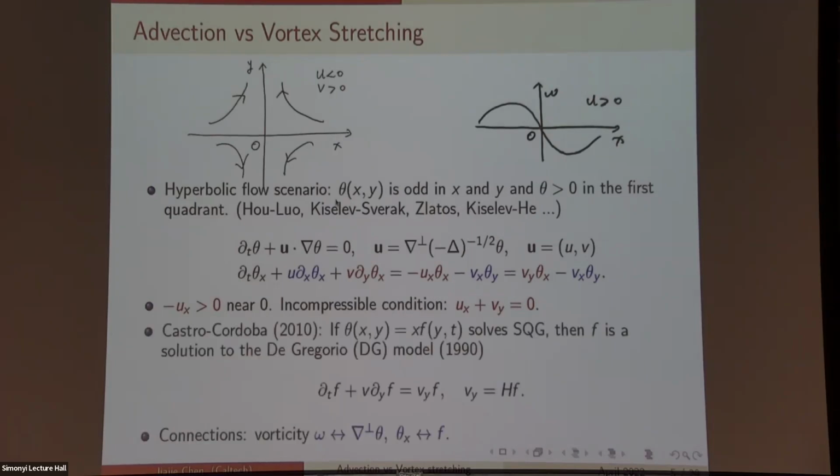Castro and Cordoba observed that the SQG has this special class of solution. If theta is a solution to the SQG, then this function f satisfies a singular model. This is called the Gregorio model. Under this connection, the blue terms, these two terms, are exactly zero, and these two red terms reduce exactly to this advection and the vortex stretching. Moreover, this Biot-Savart law reduces to this Biot-Savart law, and H is the Hilbert transform.